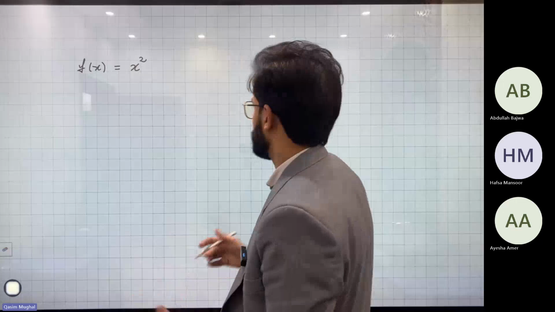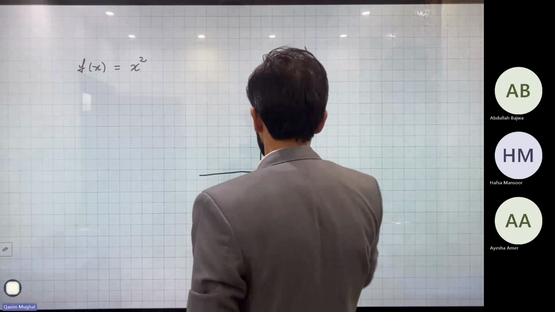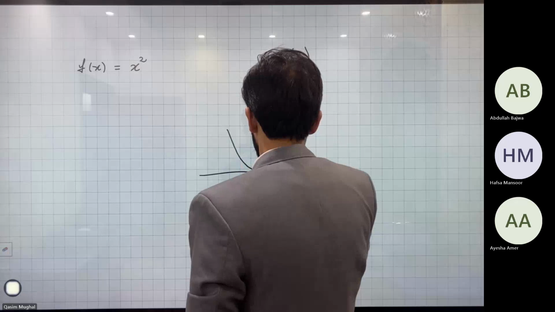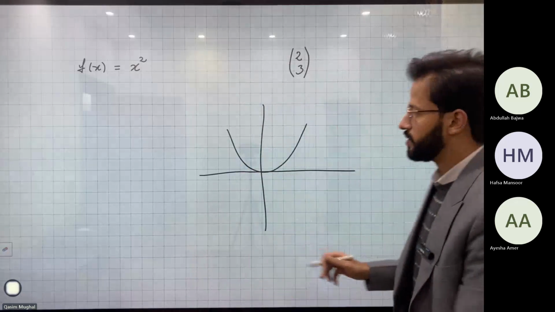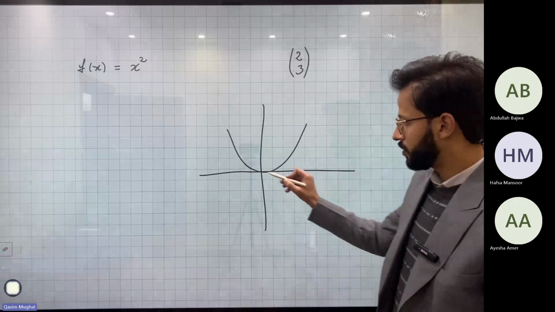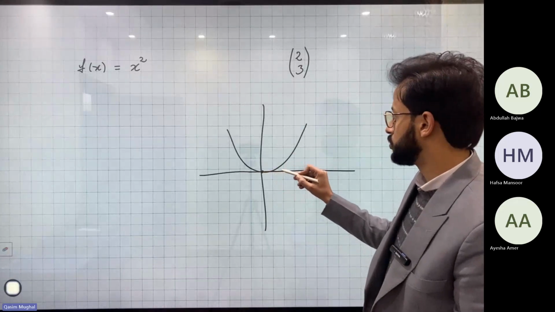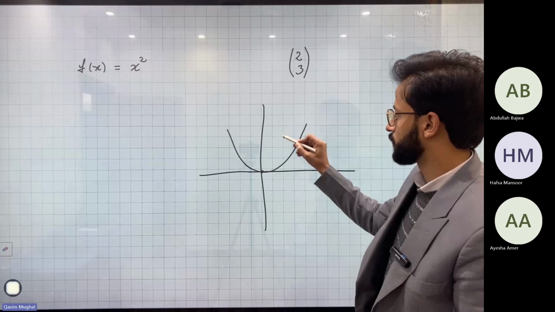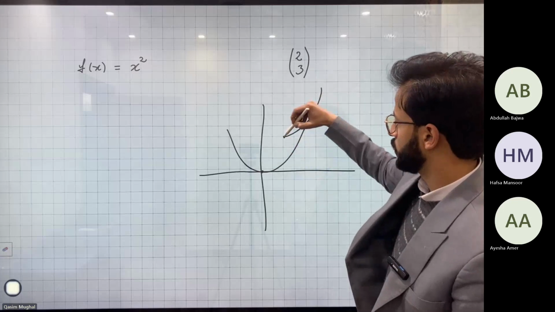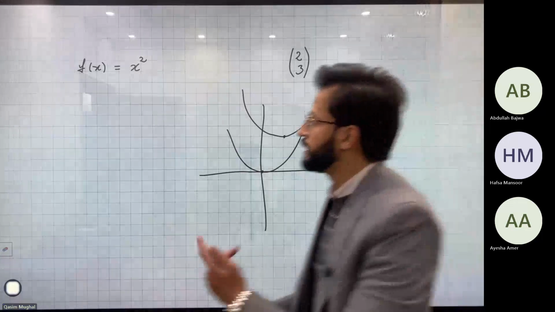Now there are three things going to happen. First of all, what will happen graphically? The same curve will move 2 units right and 3 units up. Right now the vertex is at 0, 0. Later on, the vertex is going to be at 2 and 3. That's one thing, the graphical transformation.